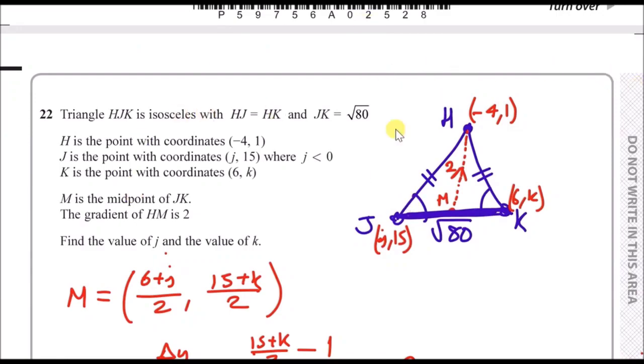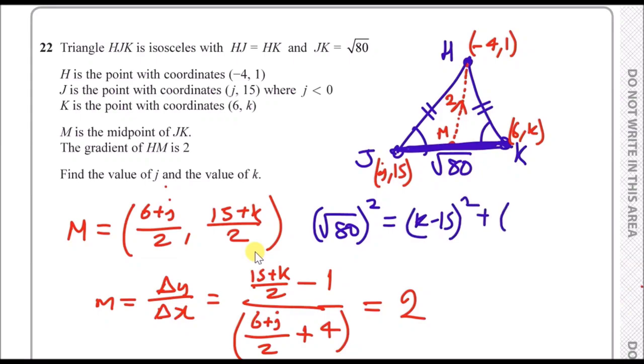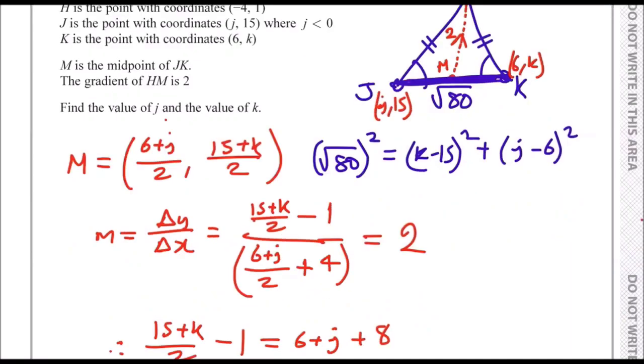So just recapping the information, it tells us that the length jk is root 80. This means that the difference between the two coordinates using the distance formula will give us root 80. That tells us that root 80 squared equals the difference between the two coordinates. Let's say the difference between the y, so k take away 15 squared plus j take away 6 squared. And well, just look at this equation, root 80 squared is just 80.